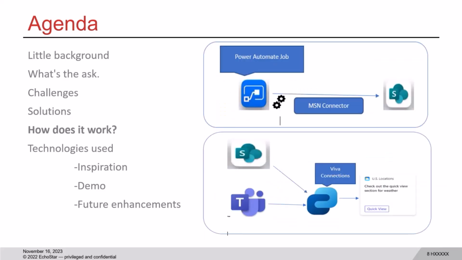So what is it that we built and how does it work? Let's go to this presentation. Here, we split that into two parts. In step one, we have built a Power Automate job that runs every 10 minutes. Using this Microsoft connector, it updates the entries in the SharePoint list. That is the first part. Since we have scheduled it every 10 minutes, we almost get near real-time weather information for any of these locations.